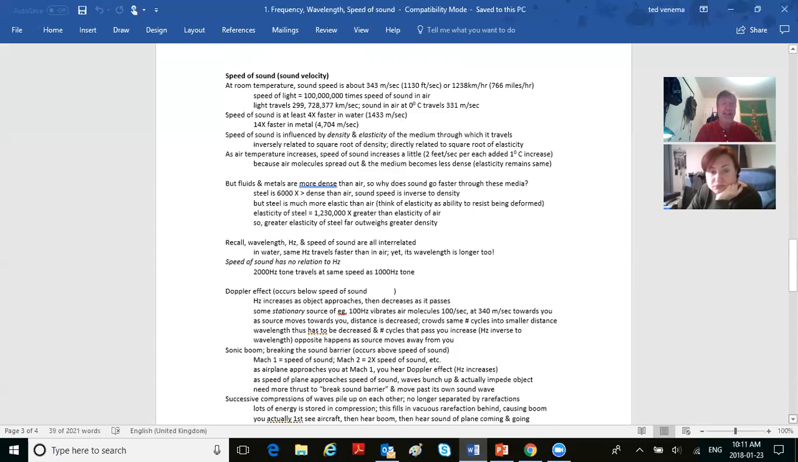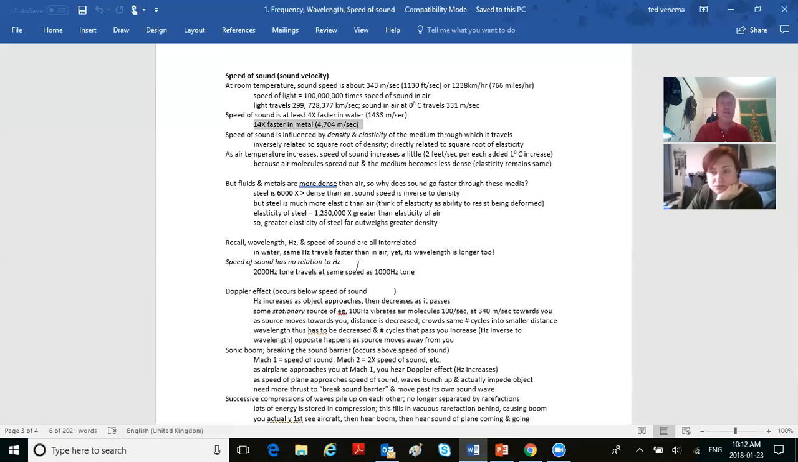All right, really. Okay. The speed of sound is at least 4 times faster in water than it is in air. So when whales are talking to each other or dolphins are communicating underwater, the speed of sound in water is 4 times faster than it is in air. And if you look at the speed of sound in metal, in steel, in a railroad track, speed of sound in metal goes 14 times faster than it does in air.